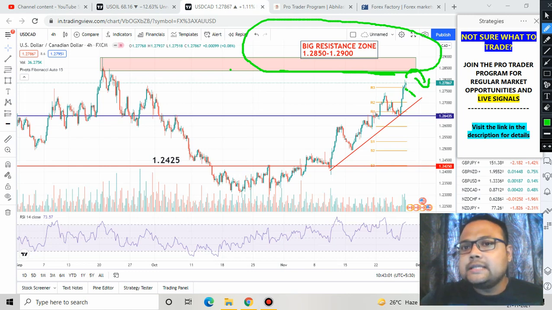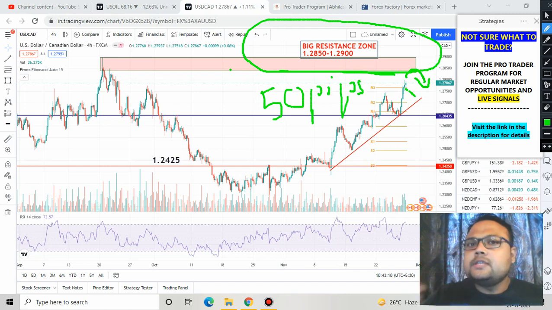So if the market goes up and reaches the resistance zone, do not short the market immediately, because you can see that this resistance zone is a big one, a big zone of 50 pips. So unless the market reverses, unless you see some good price rejection from above, do not take a sell position. If you see that yes, the market is reversing successfully, then you can take a sell position from the resistance zone.